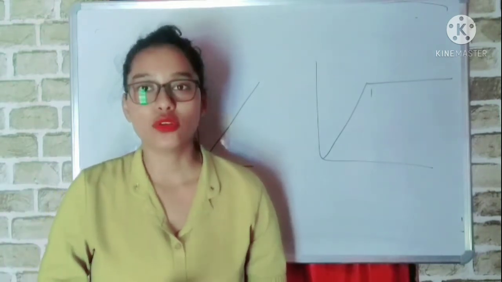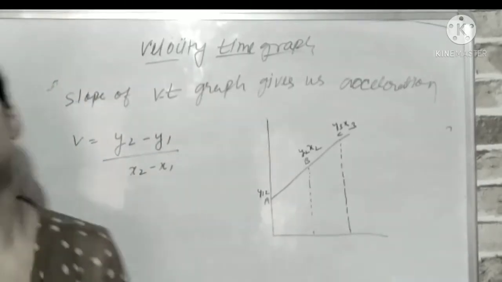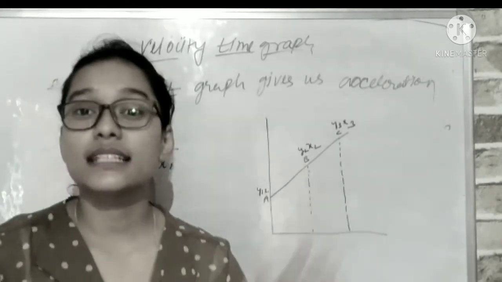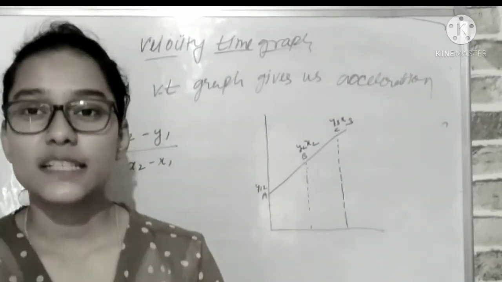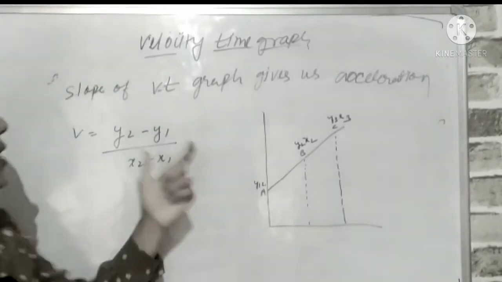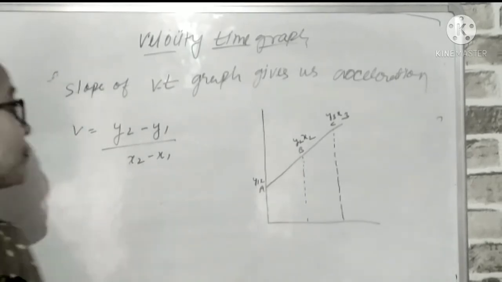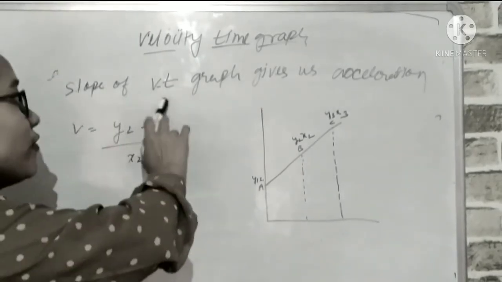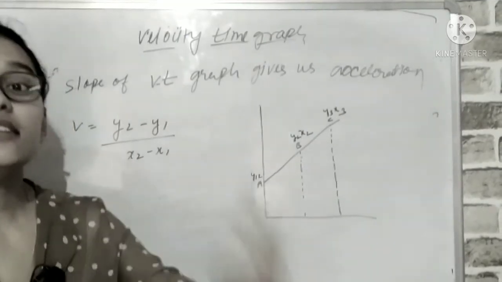Now we will discuss about velocity time graph. We have seen that distance time graph gives us what? It gives us speed. Displacement time graph gives us velocity. But velocity time graph, what does it give us? It gives us acceleration. Okay. The slope of velocity time graph gives us acceleration. Acceleration means what? Change in velocity.